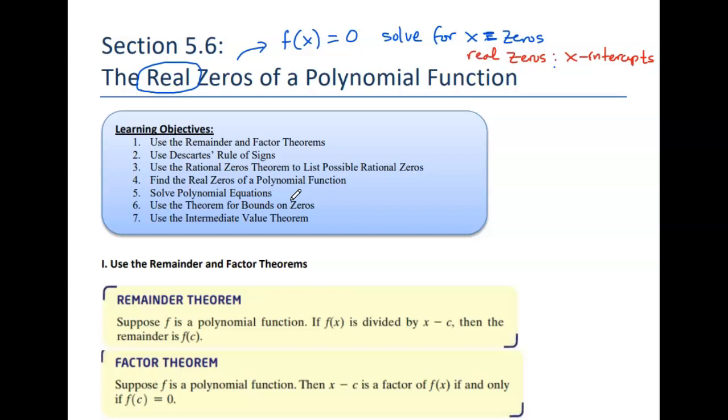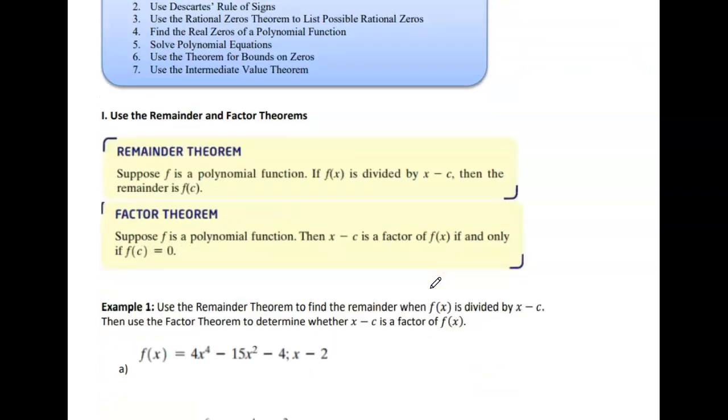In a previous section we looked at finding zeros when the function factored. That's a nice situation, but in this case we're going to consider functions that don't factor, so it's a little bit more challenging to find the zeros. We're going to look at some theorems that will help us figure this out and also tie in with how a polynomial function behaves. The first two theorems we're going to look at are the remainder theorem and the factor theorem.